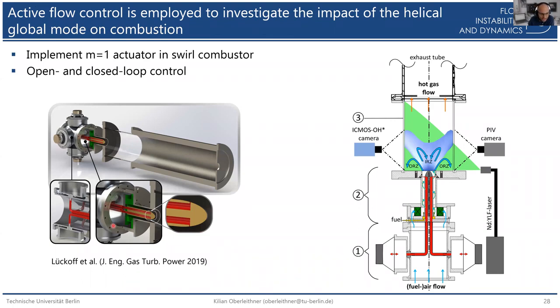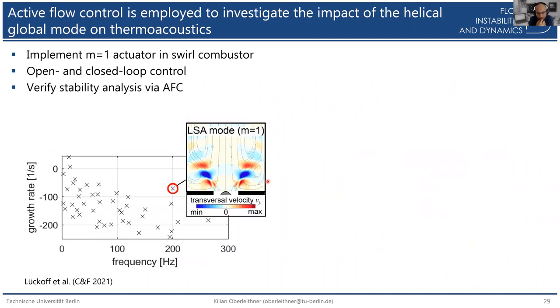So this basically consists of 4 loudspeakers, which are connected to 4 tubes, and these tubes are guided into a center body, which is located in the mixing section. And at the end of the center body, you have 4 azimuthal jets that you can inject at different phase locations so that you can do an M=1 perturbation. And I'll just give you a few results which I find quite interesting.